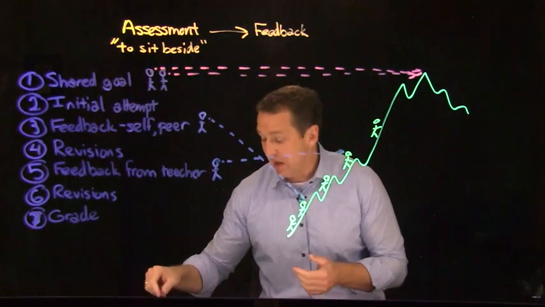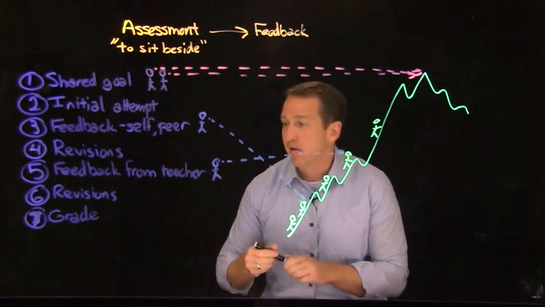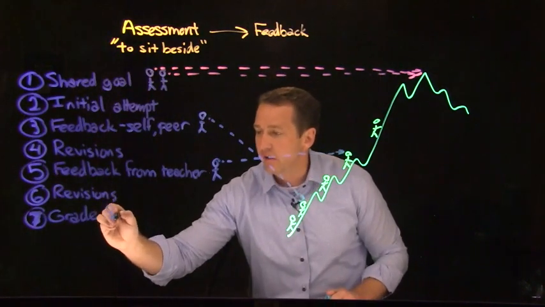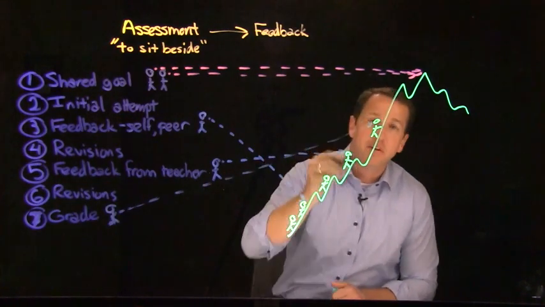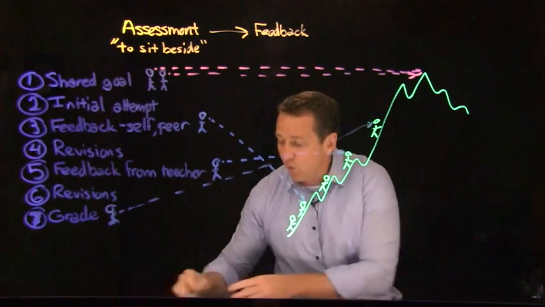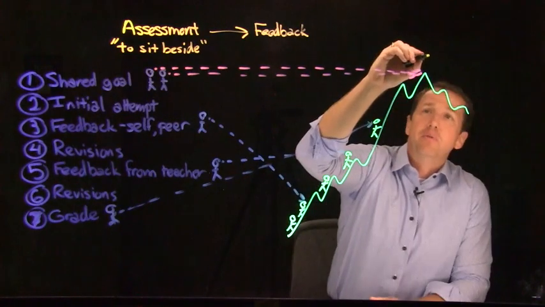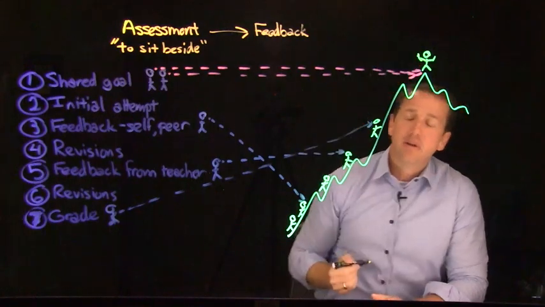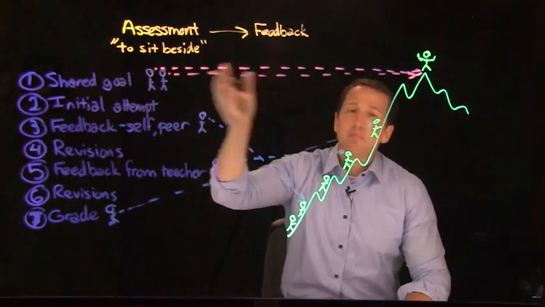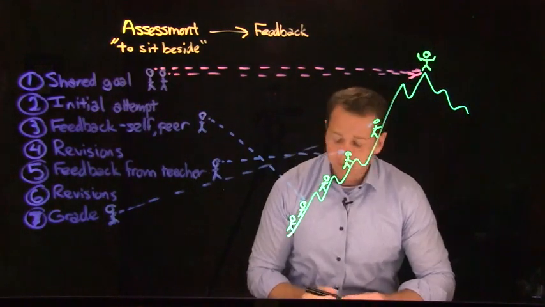Now, the student may have only made progress. So if the teacher's here giving the grade based on the feedback that he or she has, maybe they didn't make it to the top, but we hope always that students make it to the top and we can celebrate with them as they reach the top. And they've met that shared goal that we set out at the beginning.